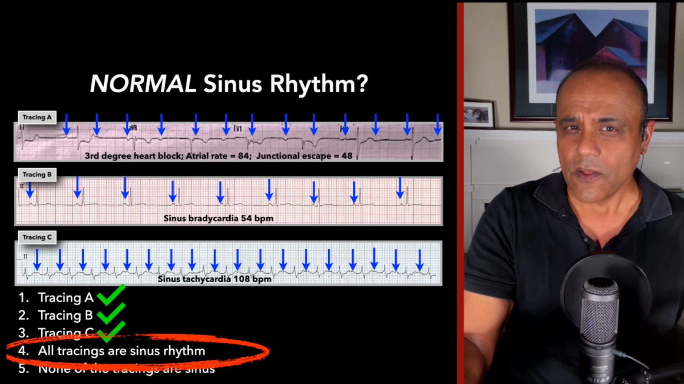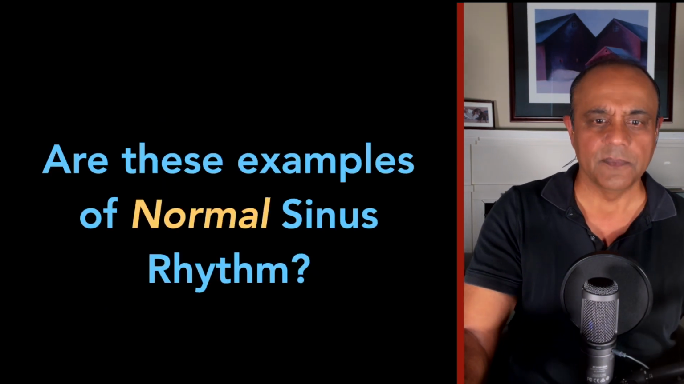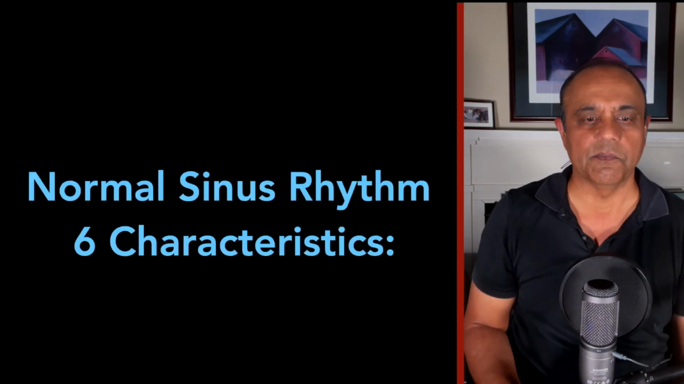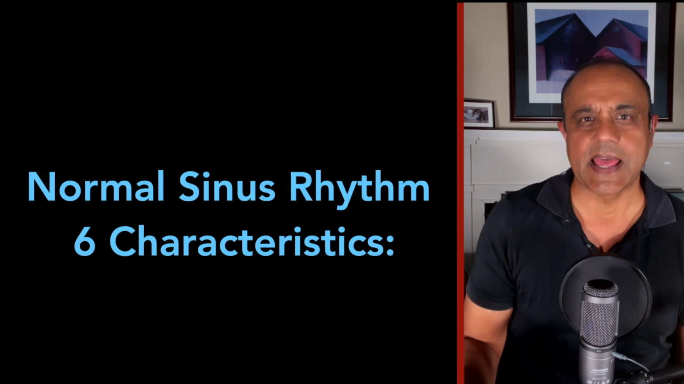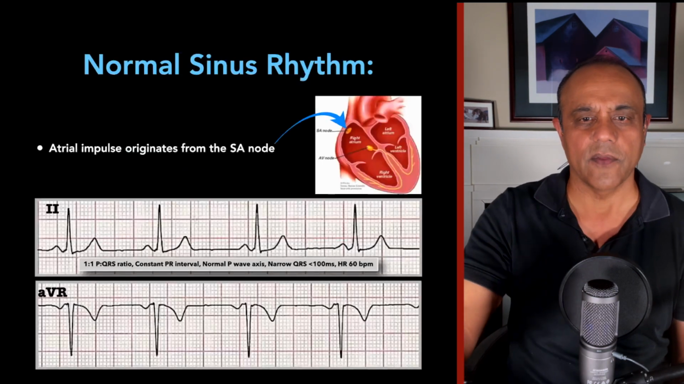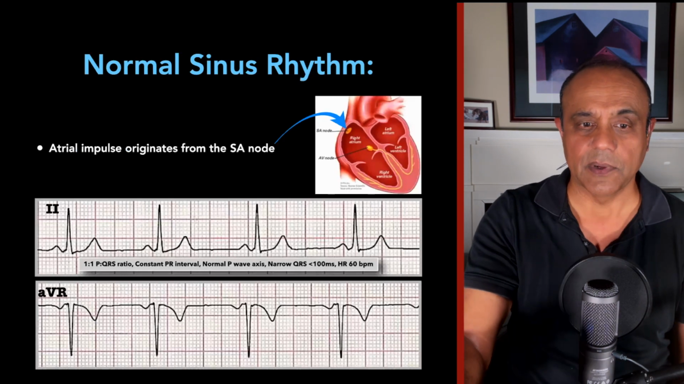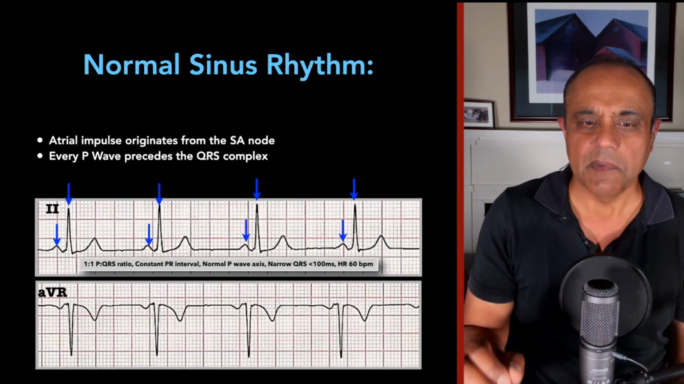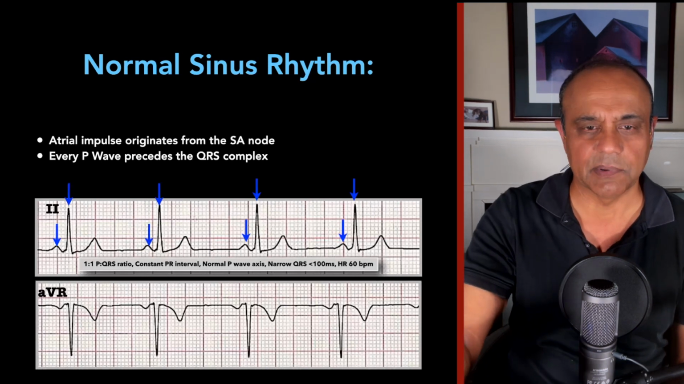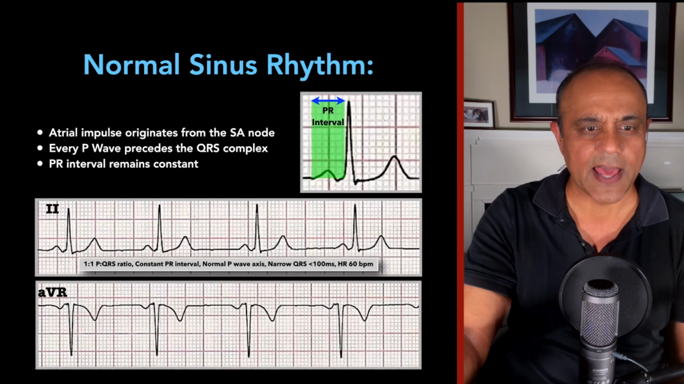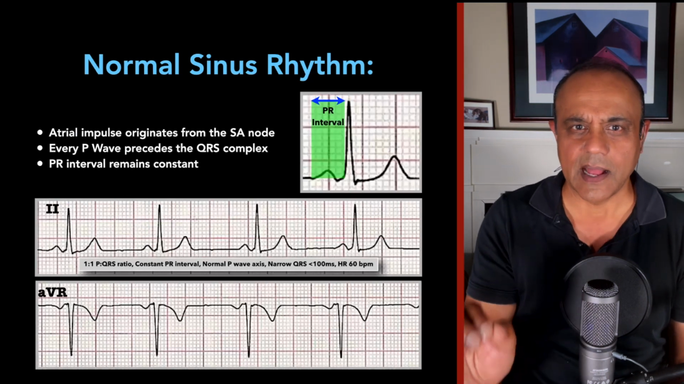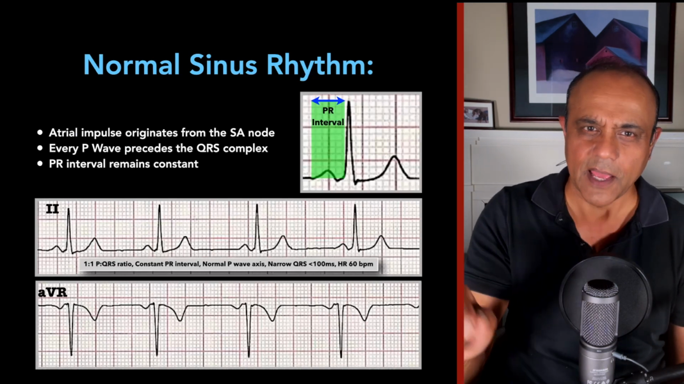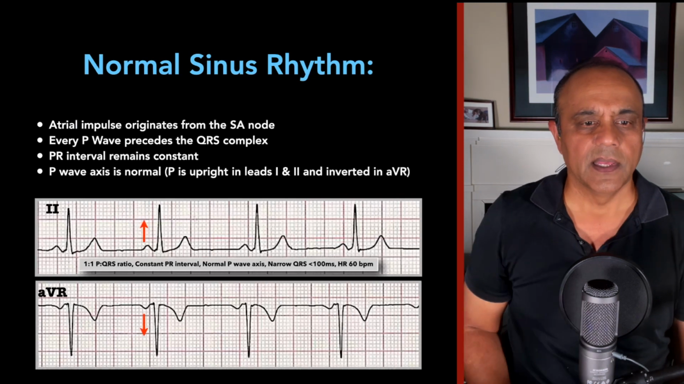So are they, though, normal sinus rhythm? Well, the answer is they're not normal sinus rhythm because to be normal sinus rhythm, they must have about 6 characteristics. What are they? In normal sinus rhythm, the atrial impulse must originate from the SA node, sure. And every P wave must precede the QRS complex. Yes, I can see that. The PR intervals must remain constant because if they're not constant, it means that they're coming from different portions of the atria and therefore not sinus in origin.